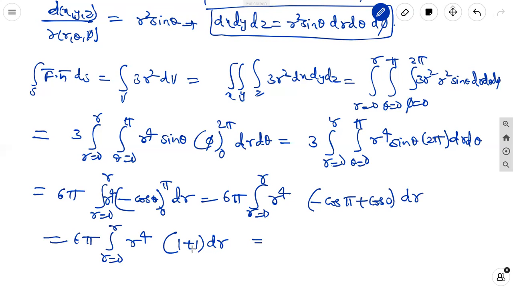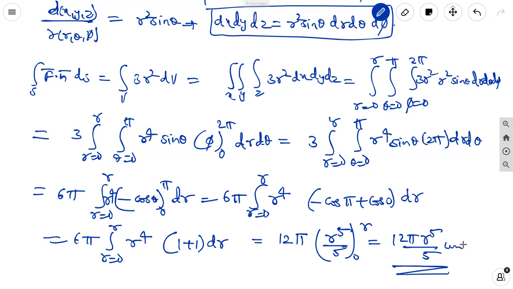It is equal to 2 is right outside, 6 2s are 12 pi. R to the power of 4 integration is r to the power of 5 by 5, limits from 0 to r. It is equal to 12 pi r to the power of 5 by 5 units. It is the answer.